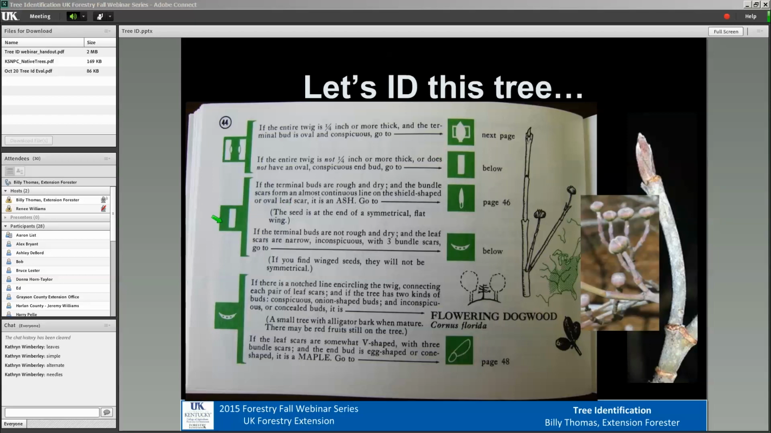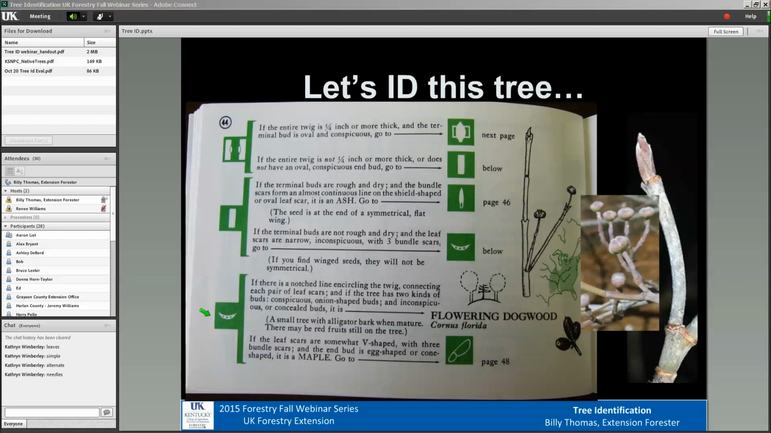If the terminal buds are rough and dry and the bundle scars form an almost continuous line on the shield-shaped or oval leaf scar, it is an ash. Or if the terminal buds are not rough and dry and the leaf scars are narrow, inconspicuous with 3 bundle scars. And if you were to break out your magnifying glass, you would see that right there are 3 little bundle scars where the leaf attaches to the twig. So that brings us to this one here below. So we're right here now.